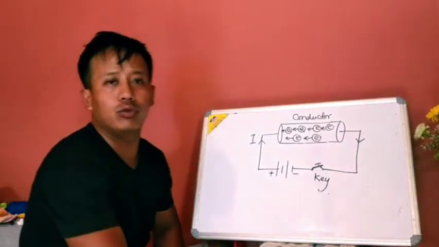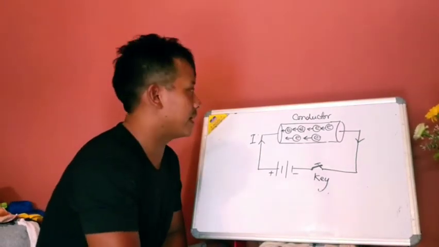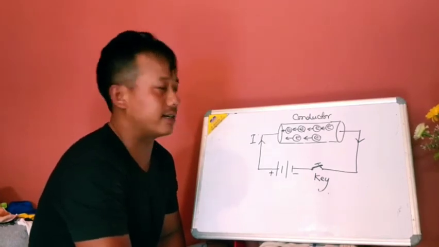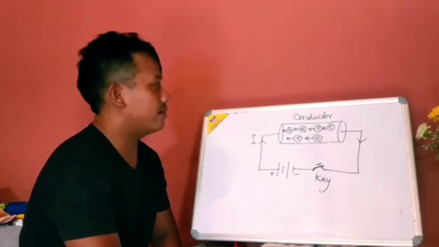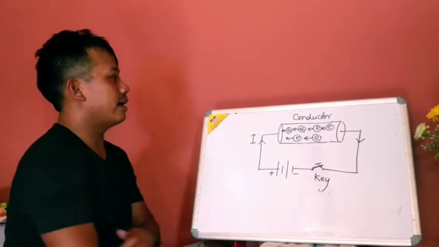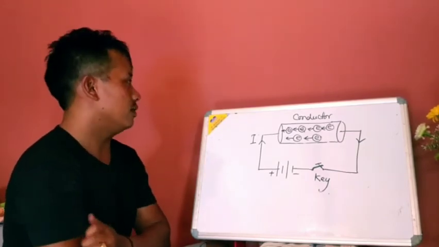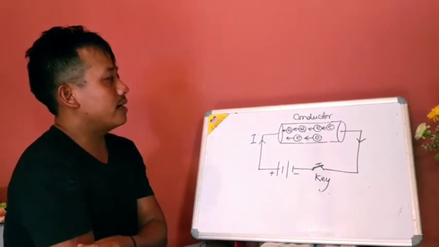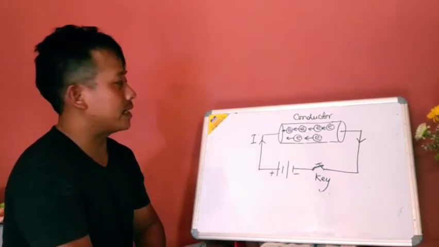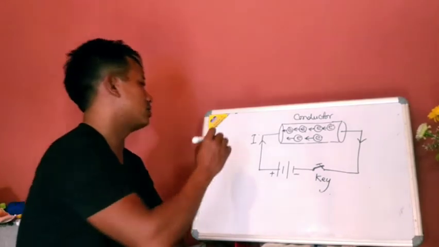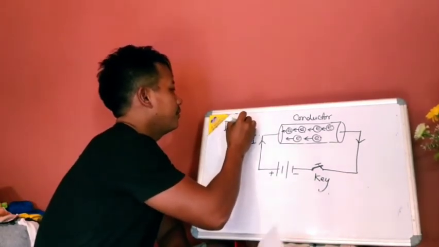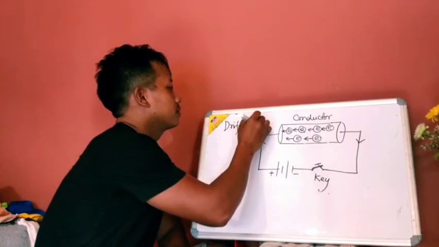Now that you have understood how the electrons move inside the conductor, from that concept I have started to define the average velocity when an electric field is applied, and that particular term is known as drift velocity. So today's class is all about drift velocity.